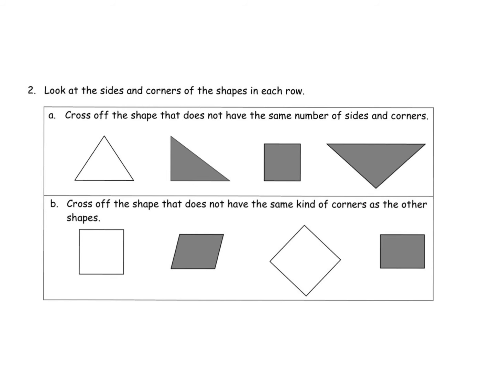The next example I want to work on with you guys is looking at the sides and corners of the shapes in each row. So our first row says to cross off the shape that does not have the same number of sides and corners. So we have 3 triangles and 1 square. So we're going to count the sides and corners of each of our shapes.